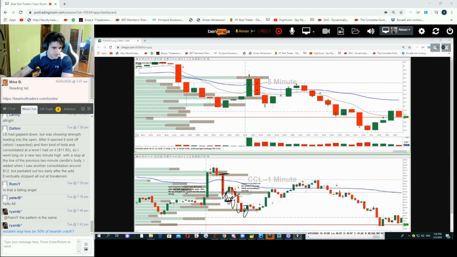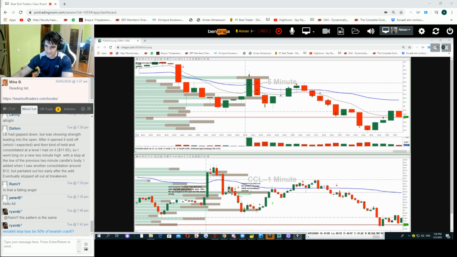Wouldn't 50% be supposed to be 50% of bearish crack? Yeah, you could use a 50% somewhere right here. But if you see a pattern on the 1-minute chart or setup or more technical level on the 1-minute chart, it's better to use it instead of using the 50%.